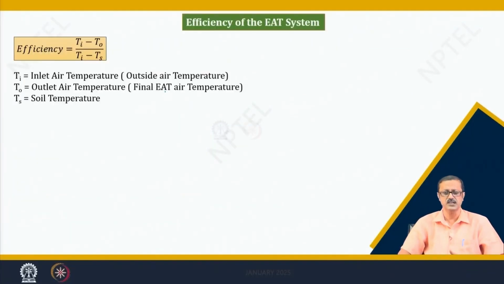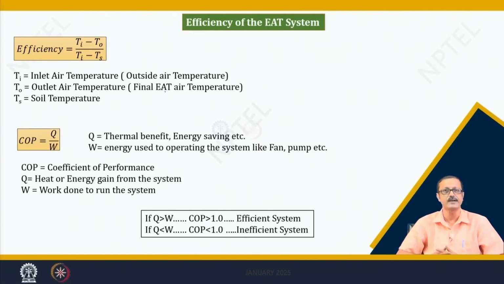The efficiency of the system will be given by this formula: (Ti minus To) divided by (Ti minus Ts), where Ti is the inlet temperature, how much the outside air temperature is at the inlet; To is the outlet temperature, which is after moving through the earth air tubes, the temperature of the air at the outlet; and Ts is the soil temperature.